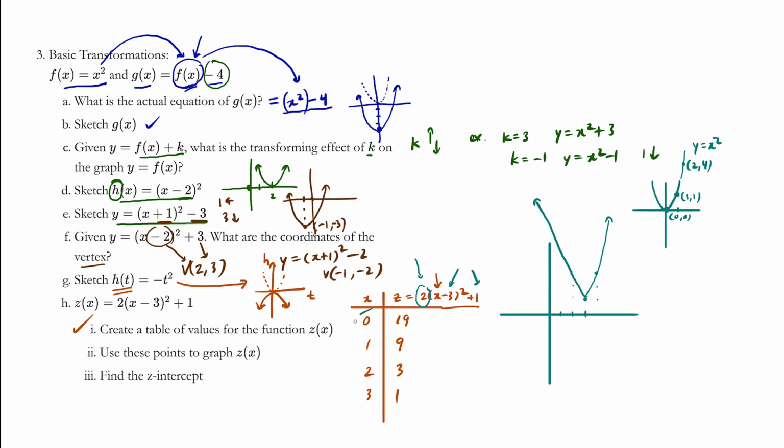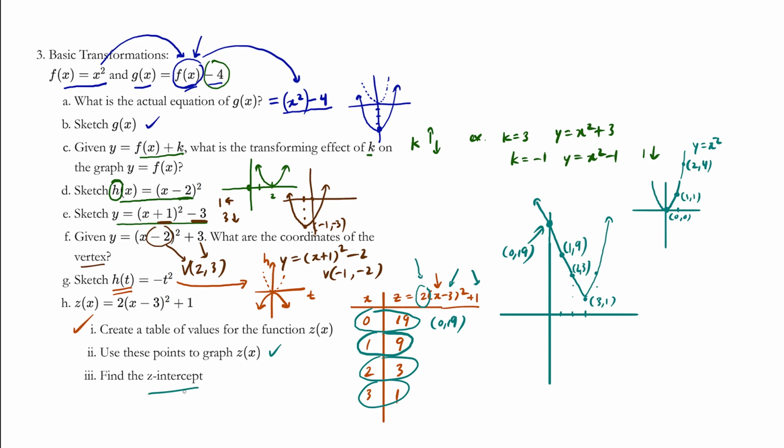Okay, as you can see, we have some information. This here is a point, 0, 19. This happens to be the y-intercept over here, 0, 19. 1, 9. So this is 1, way up here, 1, 9. What about 2, 3? So this is 1, 2, 1, 2, 3. So roughly around here, 2, 3. And 3, 1. So this is 3, 1, the vertex. So we graphed z decently.